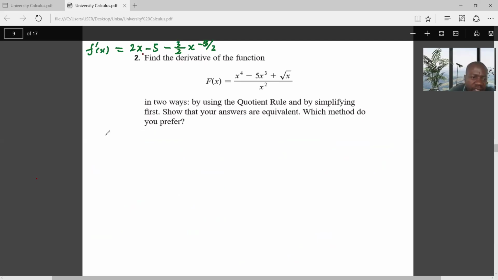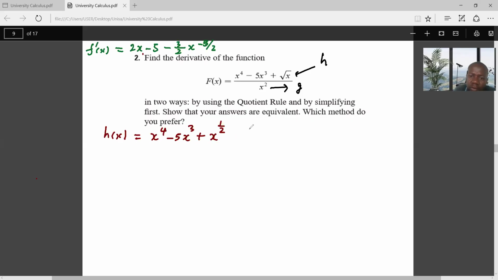we can just say we let the whole of this, the numerator, be h, and this one be g. So now let's write this. What is h? The h of x, the numerator, is x to the power 4 minus 5x cubed plus x to the power of half.